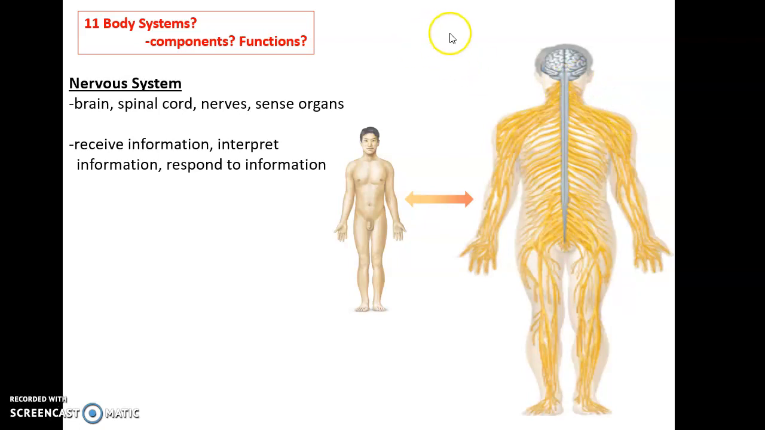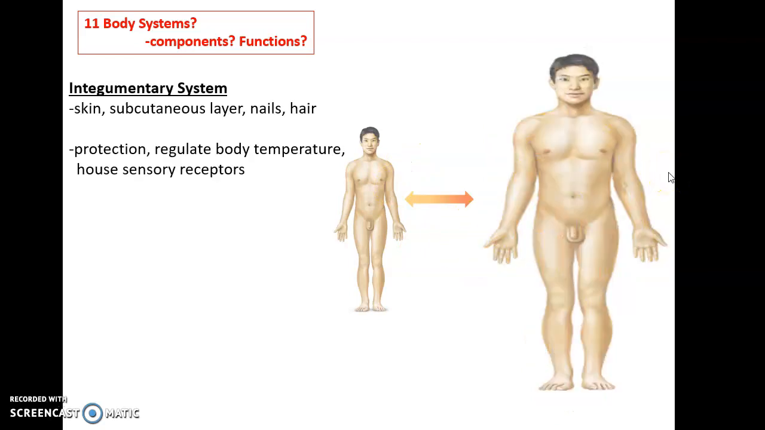The nervous system includes the brain and the spinal cord, the nerves, and the sense organs that detect stimuli externally and internally. So the nervous system receives information from the sense organs. The brain and spinal cord then interpret that information and decide if a response is needed, oftentimes in order to maintain homeostasis. The integumentary system is the system that includes the skin.